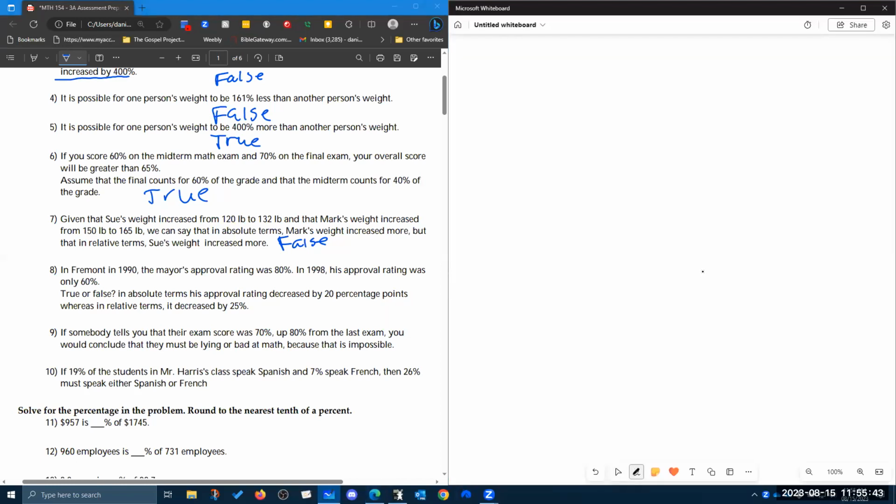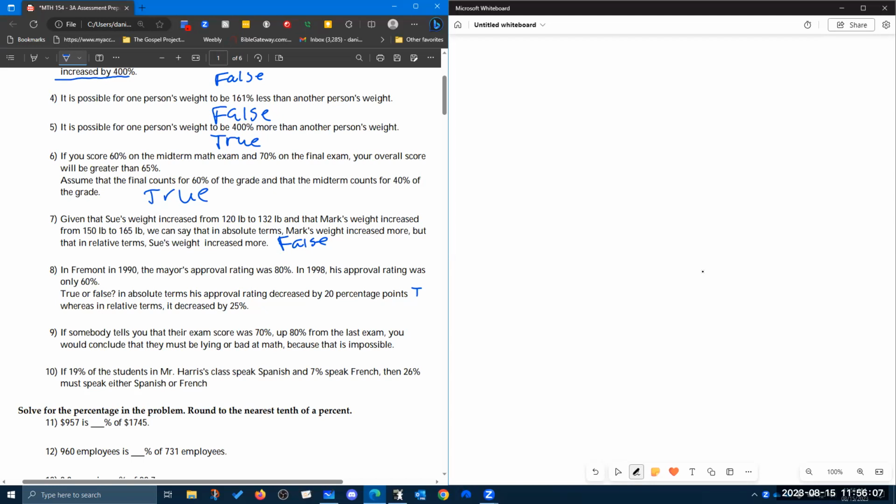In Fremont in 1990, the mayor's approval rating was 80%. In 1998, his approval rating was only 60%. True or false, in absolute terms, his approval rating decreased by 20 percentage points. That's true. Whereas in relative terms, it decreased by 25%.